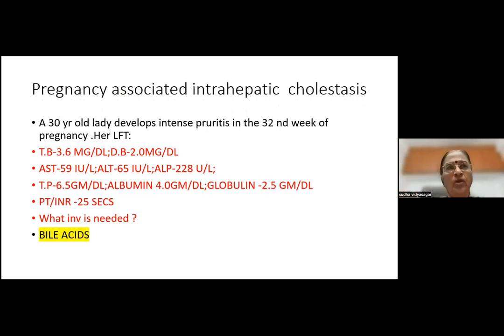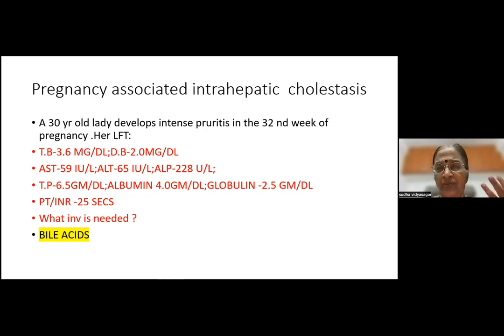In a pregnancy, because of the hormonal changes, the exact reason why you get pregnancy-associated intrahepatic cholestasis is not known, but there are many reasons which are postulated. One of them is that the increase in the hormones is causing intrahepatic cholestasis. And you would ask for bile acids, which will be more than 10. And then these people will respond to ursodeoxycholic acid. Okay, fine. So again, this is an obstructive jaundice, but the ALP is not very high.